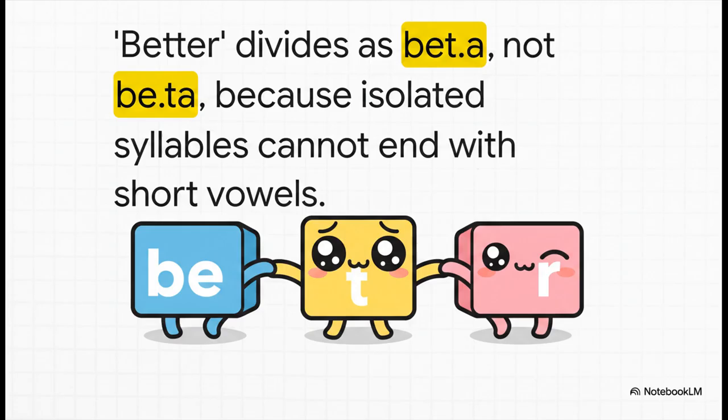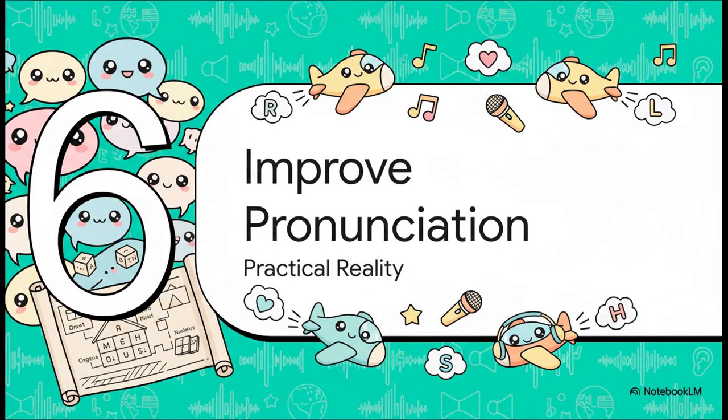In fact, some phonologists solve this by saying that the middle T is ambisyllabic, meaning it physically belongs to both syllables at exactly the same time. How cool is that? And finally, part 6, improving your pronunciation.